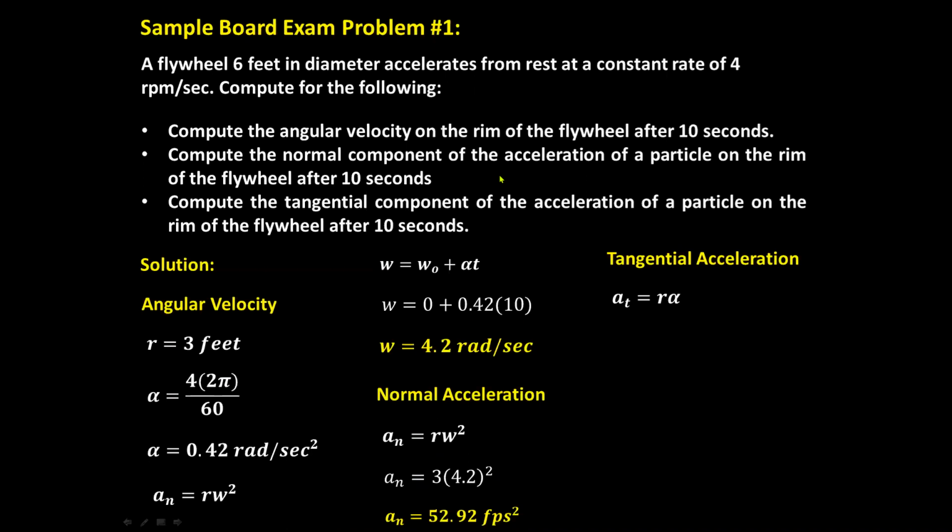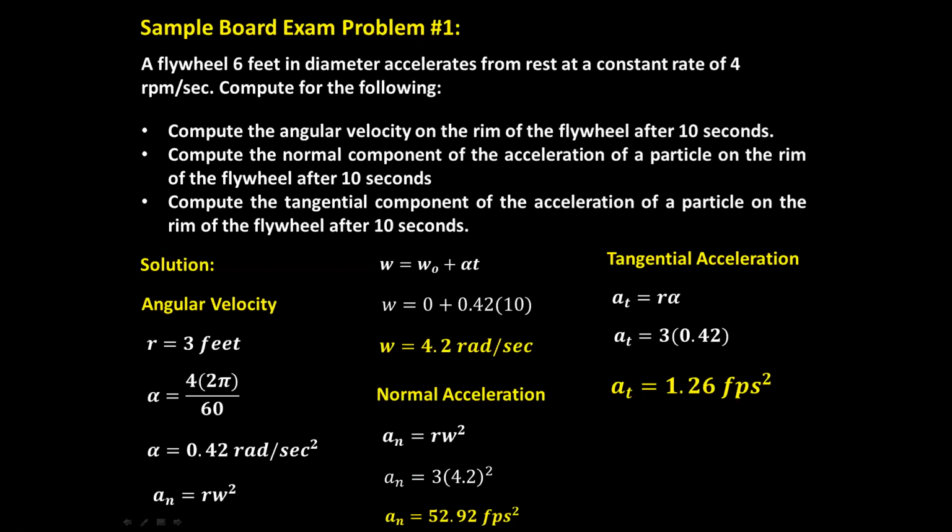A sub t is equals to R alpha. So, direct substitution tayo. 3 times 0.42. Nasolve na yung alpha kanina eh, diba? And that is 0.42 radian per second square. So, ang ating tangential acceleration is 1.26 fps square. So, yan ang ating sample problem number 1. As simple as that. Wala siyang kahirap-hirap unlike yung mga sinaunang mga problem solving natin.